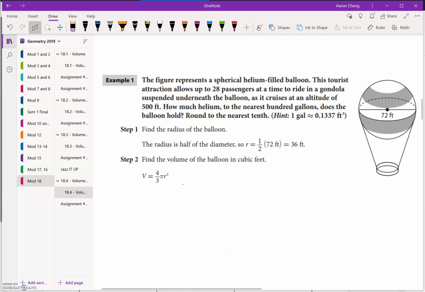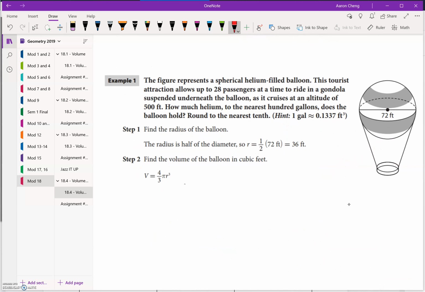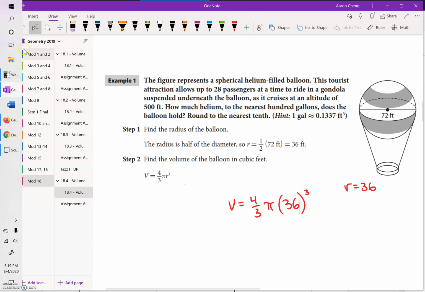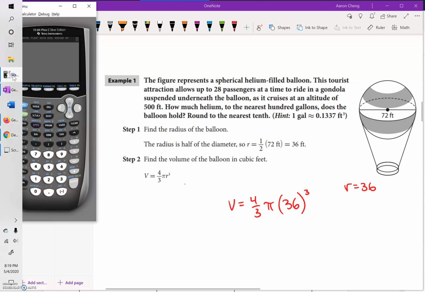So let's look at this example. Once again, we're not going to worry about filling it up with how much stuff we have. They're going to try and make you do extra work by telling you the diameter instead of telling you what the radius is. Well, if the diameter is 72 feet, then our radius is going to be 36 feet. And we need to figure out what our volume is, so all we do is just plug that into our formula. So the volume equals 4/3 pi r cubed, that's 36 cubed, and then all you need to do is just put that in your calculator. So let's go ahead and do that.